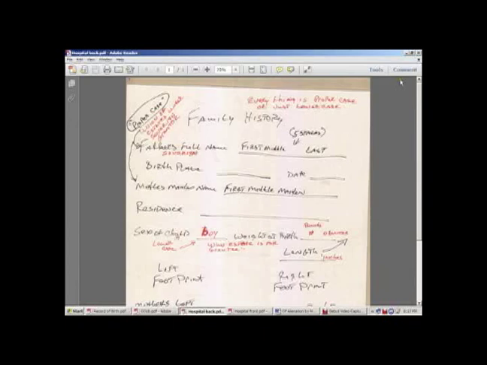Okay, so everything on this is in proper case or just lowercase. And the first line was family history. It has the father's full name. He's the sovereign. It has his first and middle name and about five spaces and then his last name. And then there's the birthplace and the date and the mother's maiden name. Again, these are upper, lower, just a proper case. And then a residence.